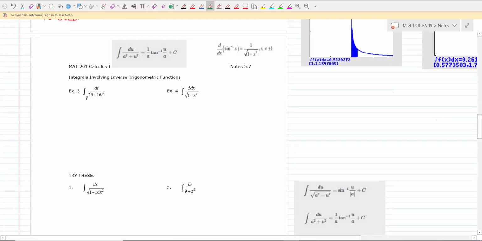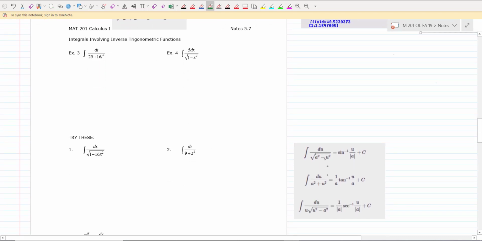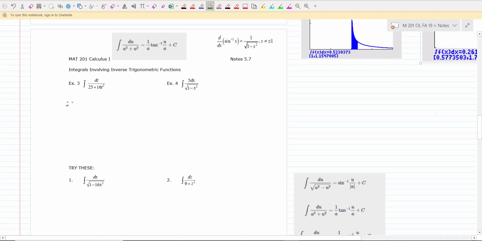Okay, so the first thing I'll do on this is look at the structure. Earlier in the notes I gave you these three formulas here. So you have something plus something squared. It's a pretty good bet that it goes with this formula right here. So you could rewrite this as the integral of dt. 25 is 5 to the second. 16 is 4 to the second. These numbers don't have to be perfect squares to use this formula, but if you see perfect squares, there's a pretty good indication that you're going to use this.